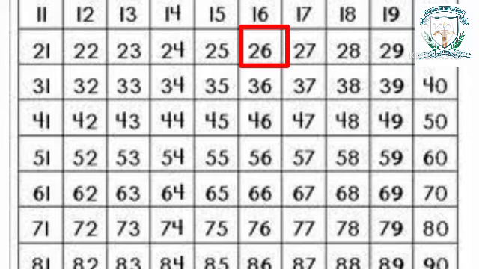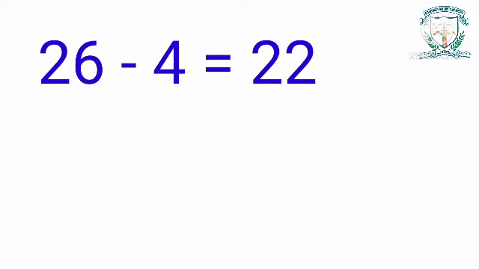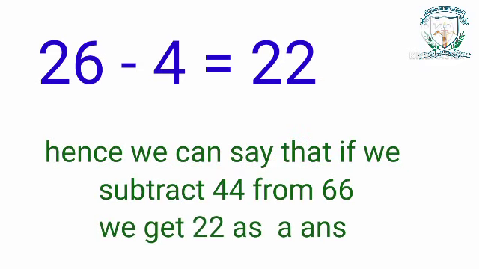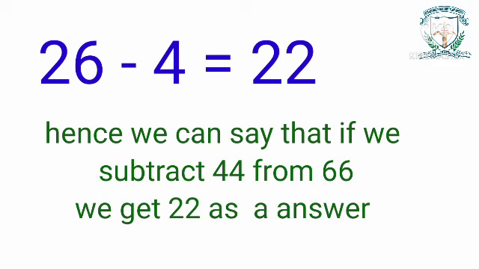Now from 26, we have to subtract 4 by moving 4 steps backwards. Then we get 22 as the answer. So, 26 minus 4 is equal to 22. Hence, we can say that if we subtract 44 from 66, we get 22 as the answer.